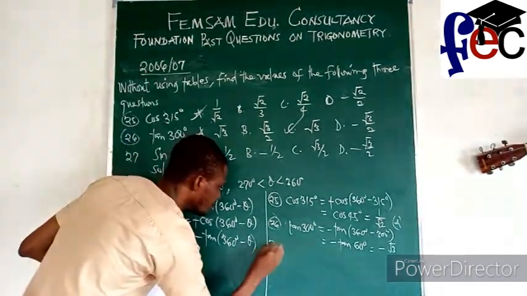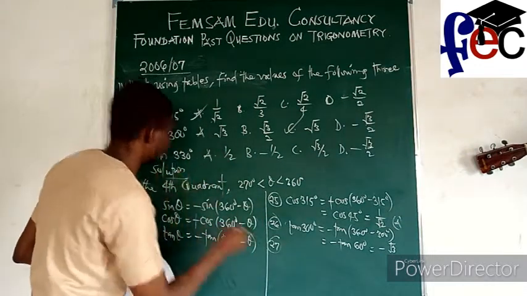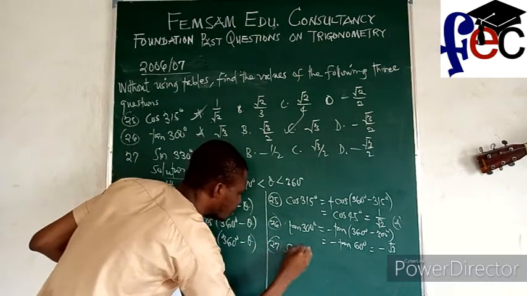So 27 now, the last part of that is sine 330.